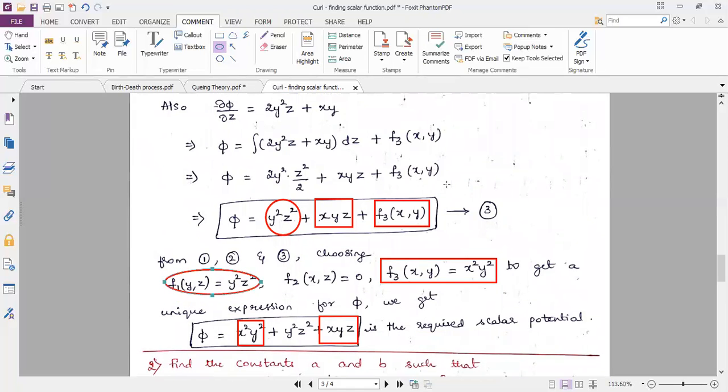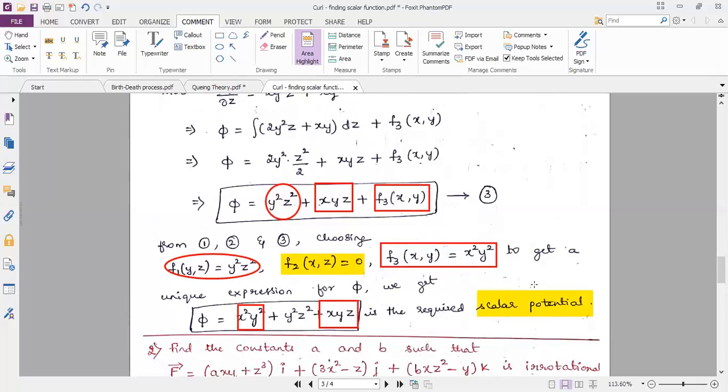We observe there are no terms existing with respect to f2 of x comma z. So we assume that to be 0. So we get a unique expression for phi as x square y square plus y square z square plus xyz. And that's the required scalar potential phi.